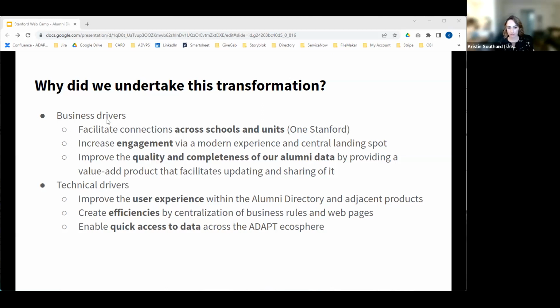As far as technical drivers, which I spoke to a little bit earlier with the ADAPT program, we want to improve the user experience, both with the Alumni Directory and any adjacent products that I'll speak to a little bit later that inform the Alumni Directory, as well as other parts across the Alumni Association and Office of Development. We also wanted to create efficiencies by centralizing business rules and web pages, so that we can support all of these different products in a healthy manner. We also wanted to enable quick access to data across the ADAPT ecosphere.